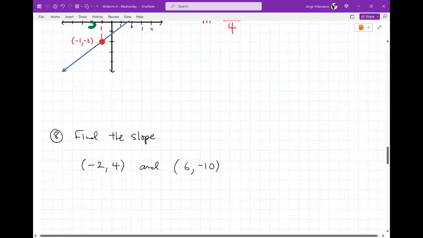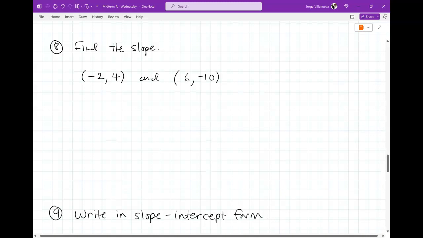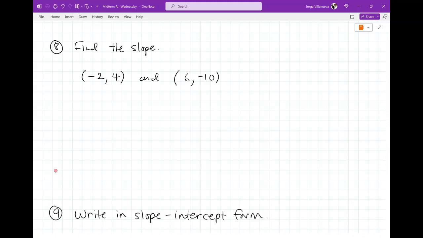All right. Number 8. Find the slope. Now for this one, you guys have to remember a formula.